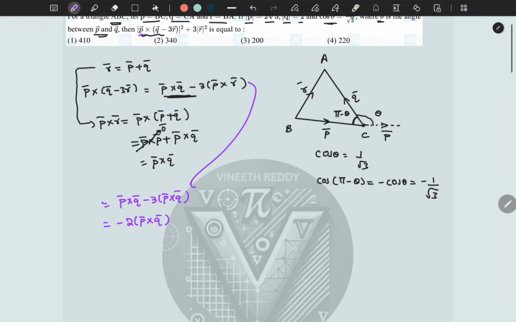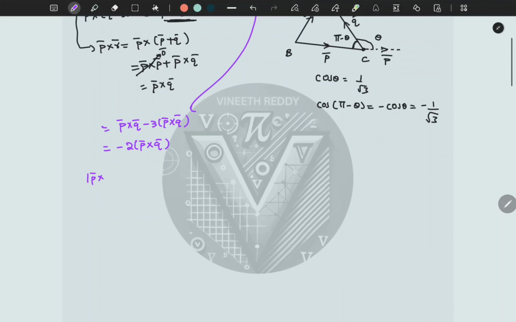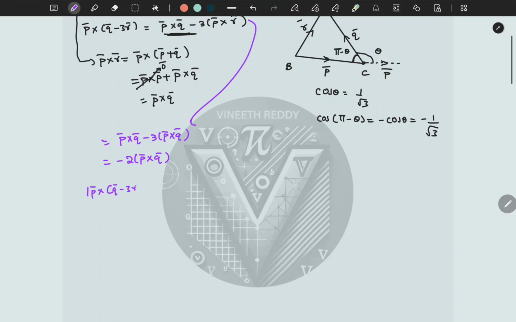Fine. So ultimately now this value, what is that? Magnitude of P cross Q minus 3R whole square will be equal to magnitude of minus 2 times P cross Q whole square. So what will this be? This will be 4 times magnitude of P cross Q whole square. Acha. Now this is P cross Q, right? So what is A cross B? A cross B is AB sine theta n cap. And what is magnitude of A cross B? It will be AB sine theta into 1.